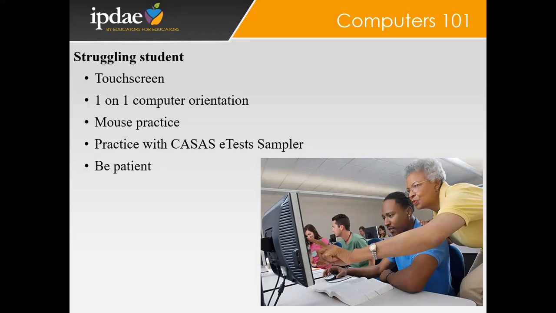Okay. Utilizing the CASAS eTest sampler can be a valuable tool for students to practice and familiarize themselves with the test format, enabling them to know what to expect. Again, it is essential to remain patient and maintain a positive attitude throughout the process.